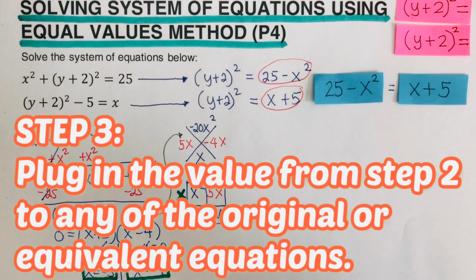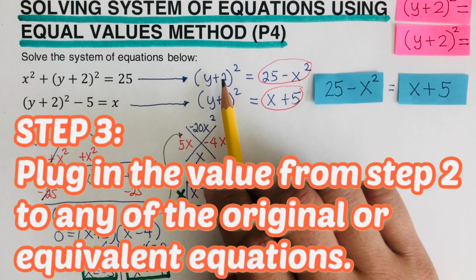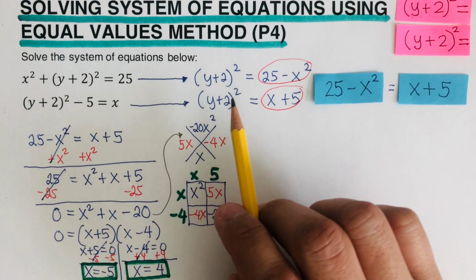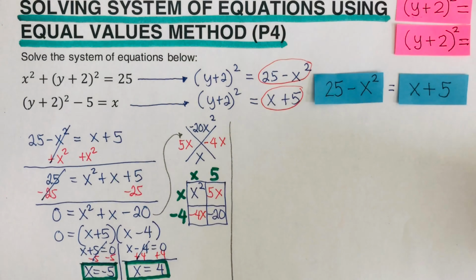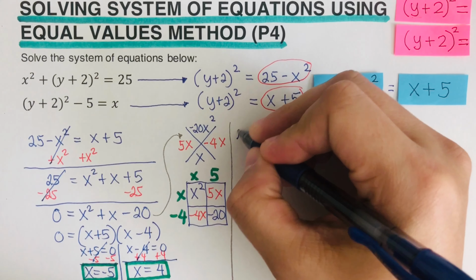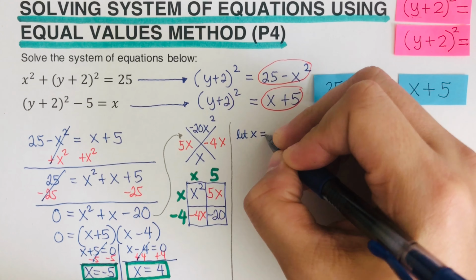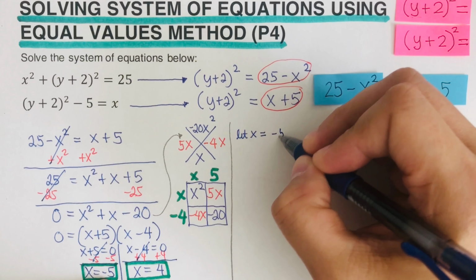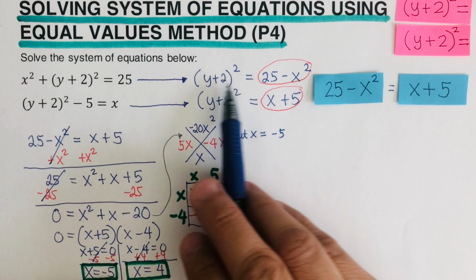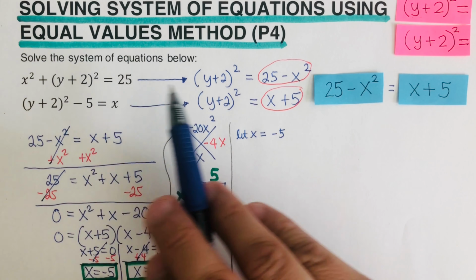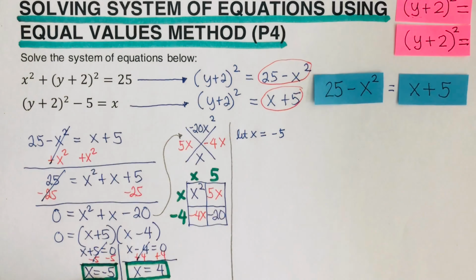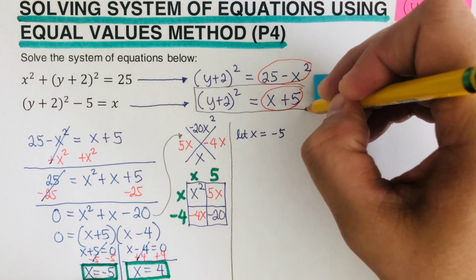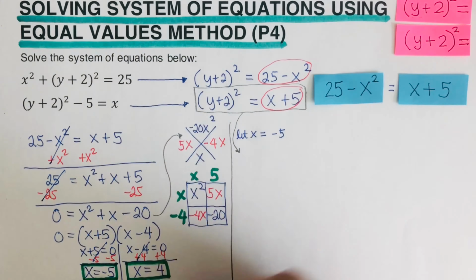Plug in the values that we have solved from step 2 to any of the original equations or to any of the equivalent equations to solve for the other variable. So I'm just gonna write the next step right here. We let x is equal to, let's take the first one, negative 5. So then we can use any of these two. It can be the original equation or the equivalent equation. It doesn't really matter because these two are equivalent to each other. So let's just use this equation right here. So we're gonna use this in order to solve for y, since we already have the x.